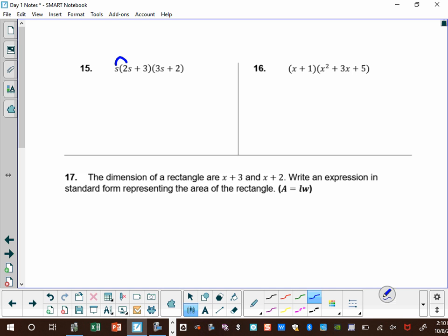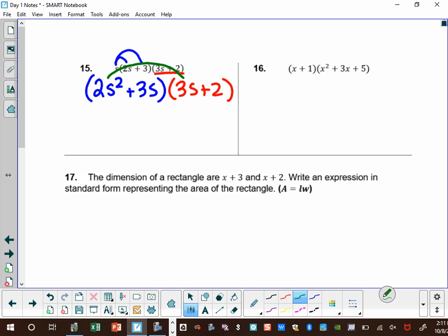What's s times 2s? 2s squared. And then s times 3 plus 3s. All right, that's a new factor. I just distributed that. I'm going to rewrite my second factor, which was this guy, 3s plus 2, because now I can multiply them both together. I combined the first two. Now I'm going to multiply my first two together times my last one.